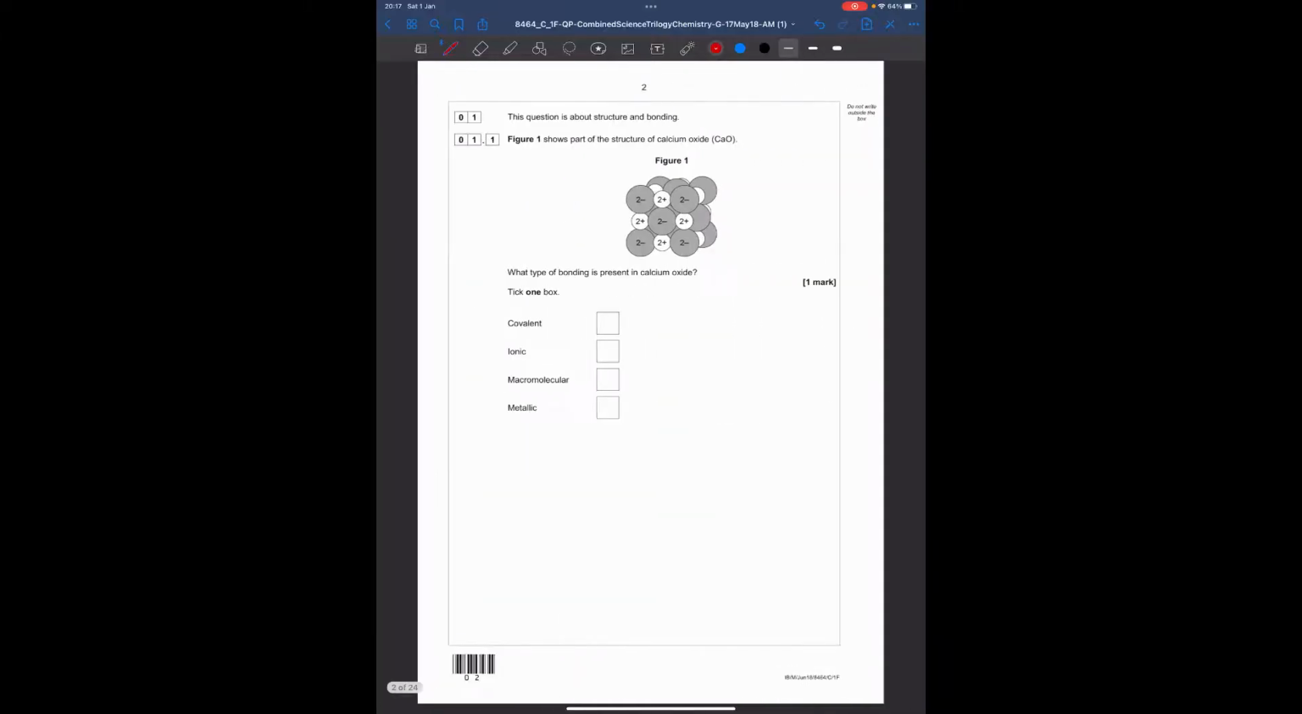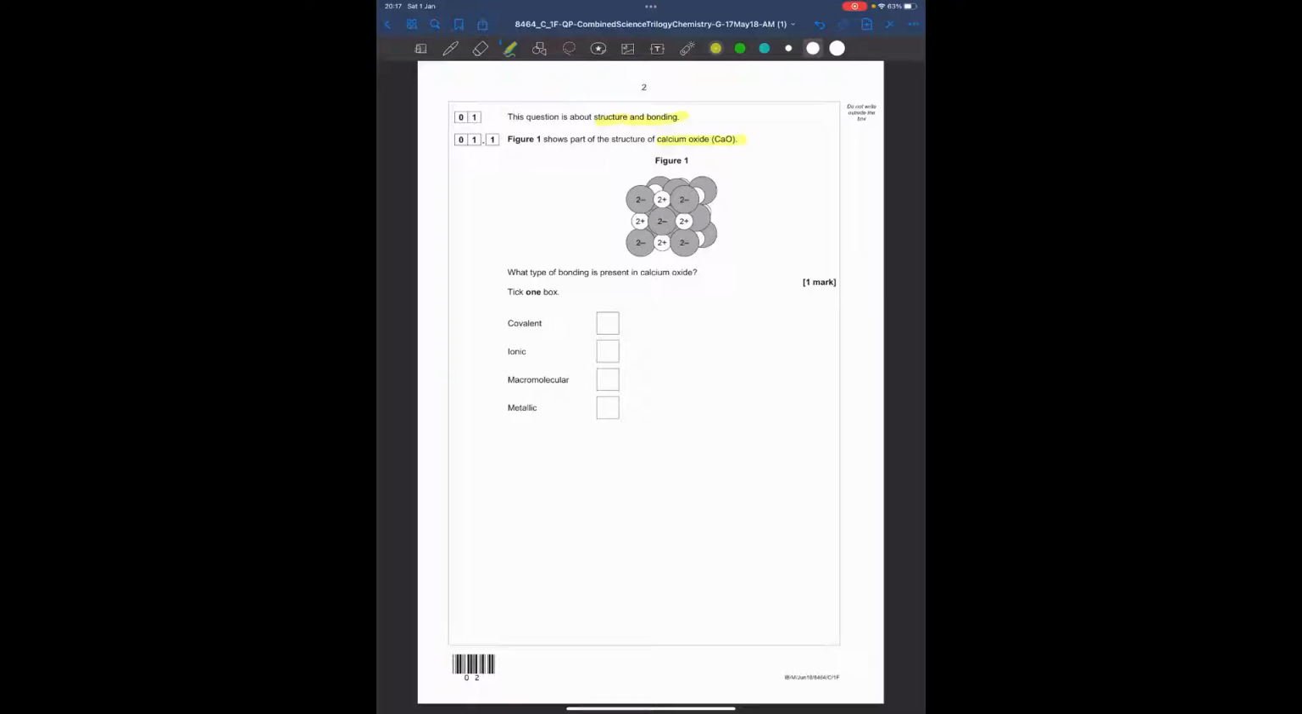So, starting with question number 1 then. This question is about structures and bonding. It shows part of a structure of calcium oxide, which is CaO. And you've got the diagram here. So you see it's got negative charges and it's got positive charges.